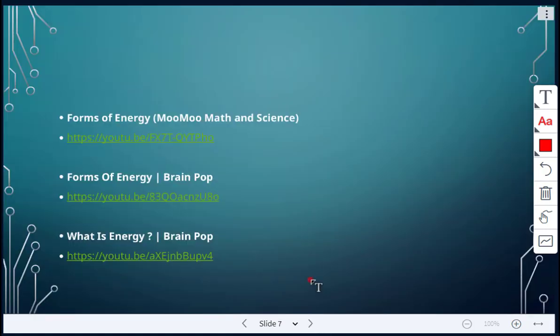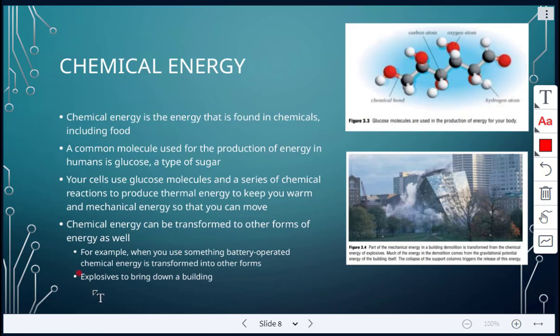All right, so we'll just pause here and focus on the forms of energy. So chemical energy, this is the energy that is found in chemicals. It's included in the food that we eat. When we eat and digest the food, that gives us energy.